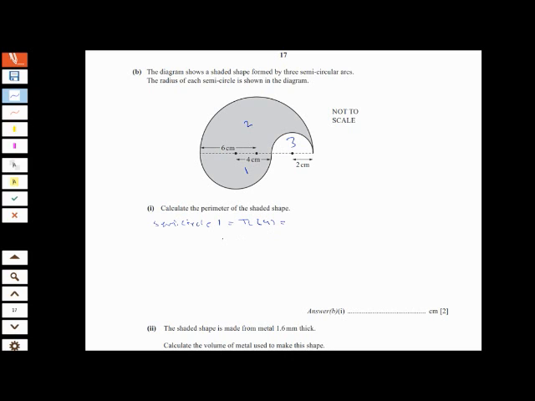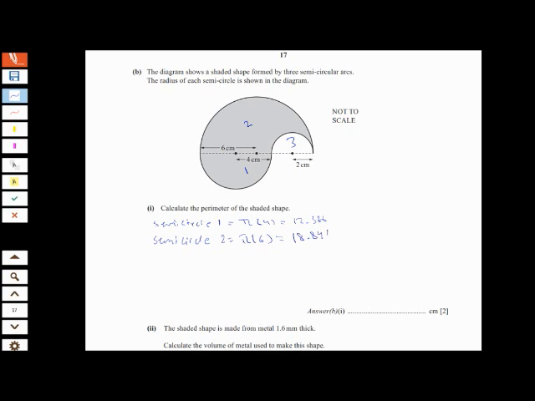And now to semicircle 2. Same thing, pi times r. The r here is 6 centimeters. That would equal 18.849 centimeters, don't forget the units.